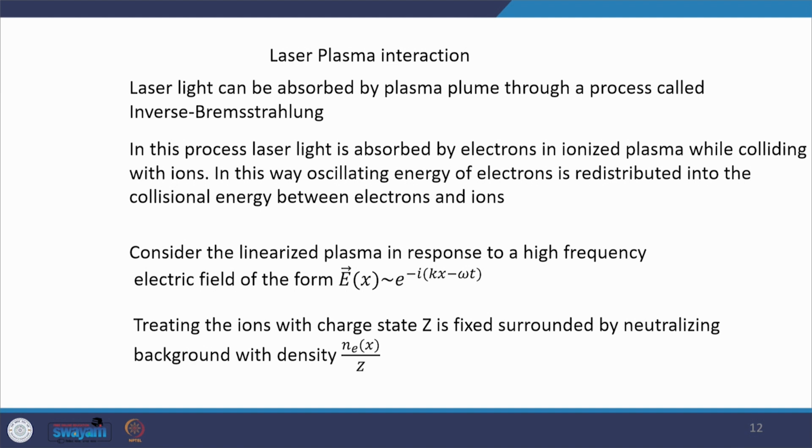Now, I will discuss in a little more detail the laser plasma interactions. The laser light will be absorbed by the plasma through a process called inverse Bremsstrahlung. We already have some basic knowledge about plasma, which consists of ions, electrons and also neutrals. The laser light is absorbed by the electrons while they are colliding with the ions, so there will be electron-ion collisions or interactions through Coulomb interactions.